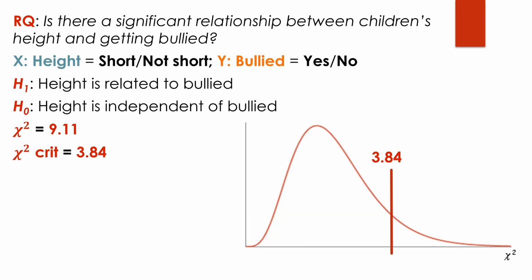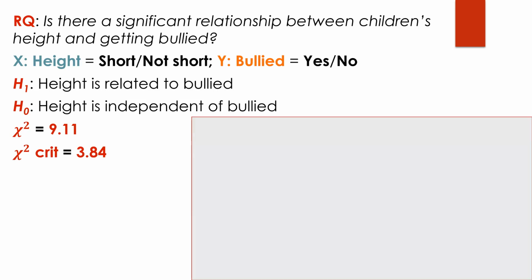That falls moving towards the right half of the curve. And now we need to compare our calculated score 9.11 to 3.84. So you can see that 9.11 does in fact go past 3.84. Okay, so it goes past 3.84, which means that the probability of the calculated score is less than 0.05, which means that it is statistically significant.